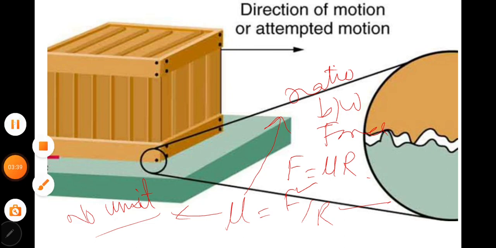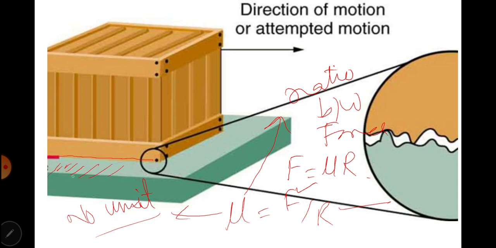Now, why does friction oppose motion? No surface is perfectly smooth. If you take the microscopic picture of this surface and the surface of this body, it will not be perfectly smooth. A surface that appears smooth has pits and bumps. Bumps that can be seen under a microscope.